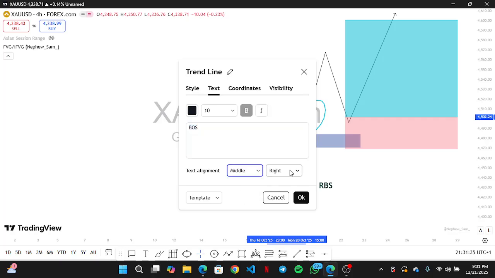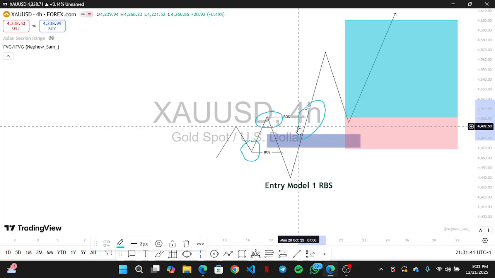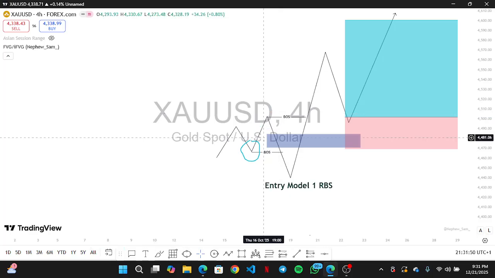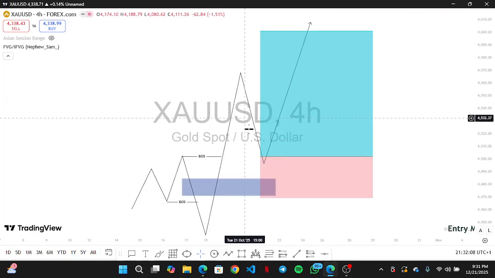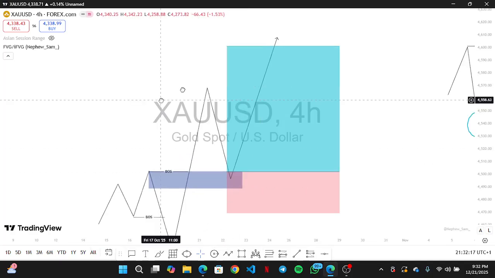Let me align this in the center so you guys can see it. So yes, this is a break of structure, BOS. I'm removing all this so you guys can see better. A break of structure is when price breaks either a high or a low on the chart. Price broke this low here, so this was a break of structure to the downside. Then price broke this high, a break of structure to the upside. Similarly, when we took this trade, we entered from here. Price broke another high and created a second BOS to the upside.